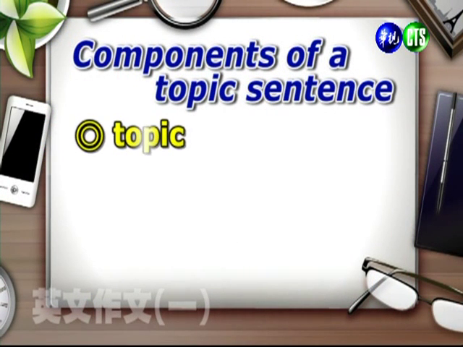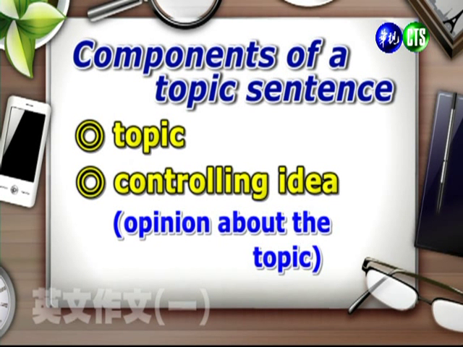Now, a topic sentence has two main components. The first component is a topic, and the second is an opinion about the topic. The opinion about the topic is called the controlling idea of the paragraph. Right, and now the purpose of the controlling idea is to make sure that your topic is neither too broad nor too narrow.